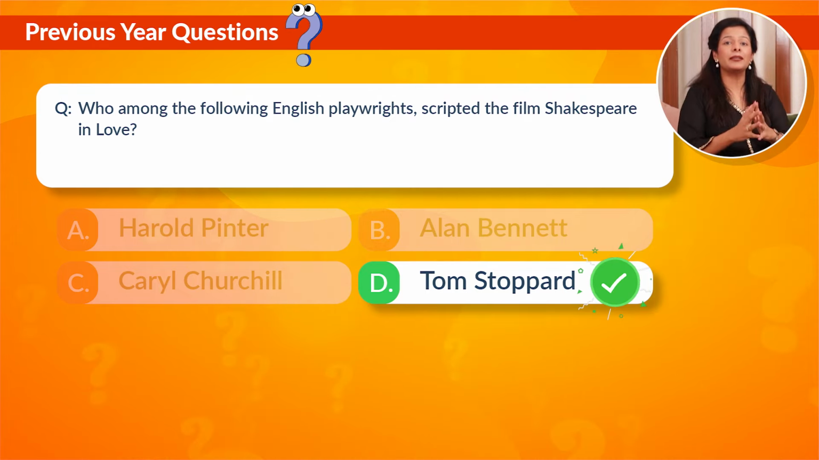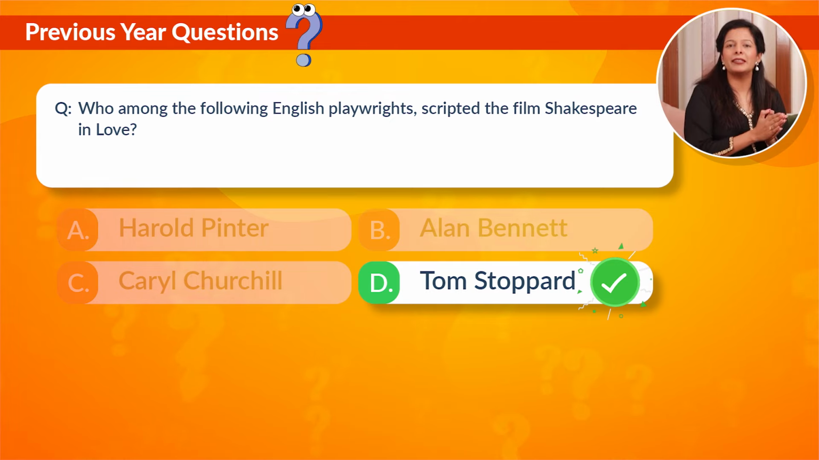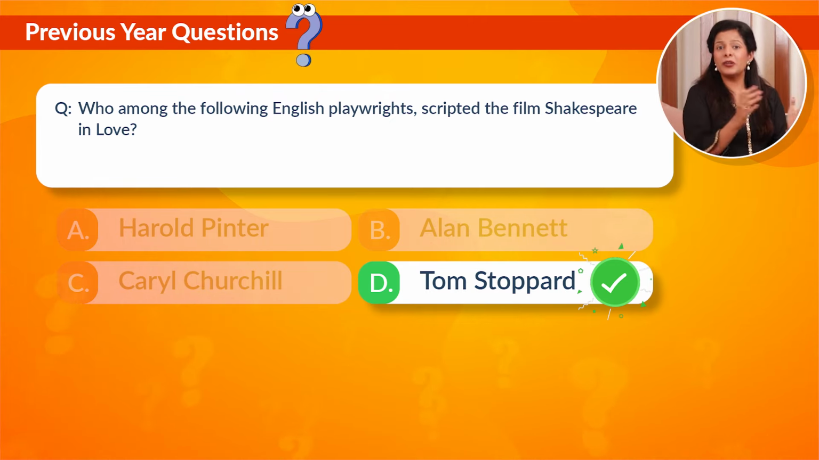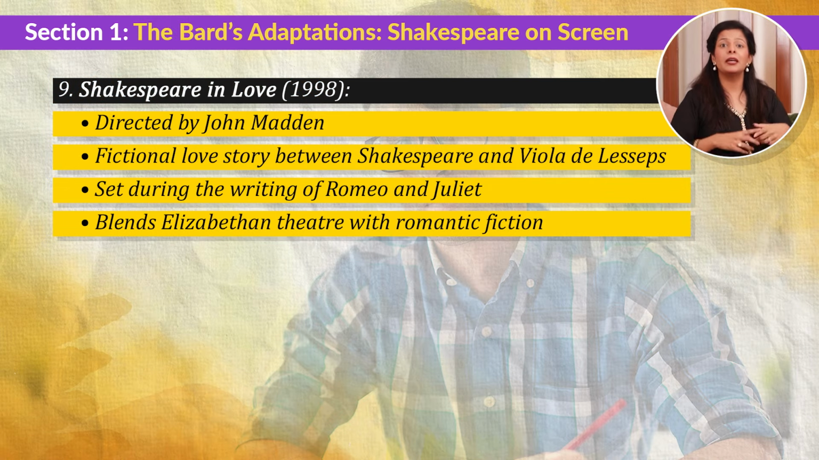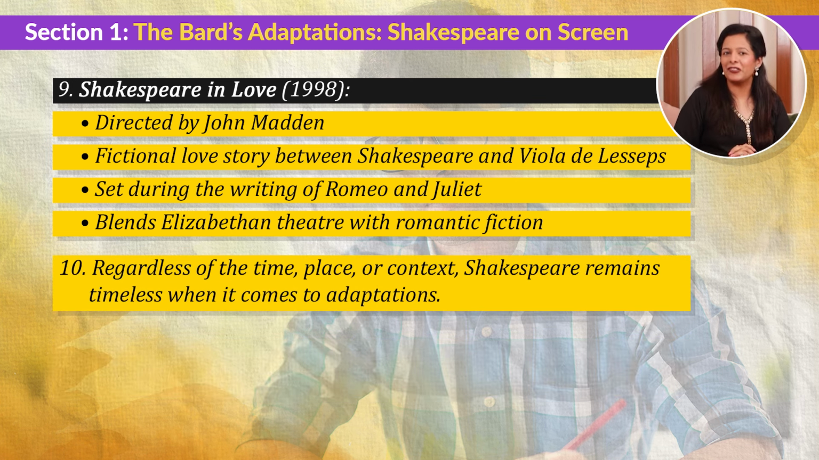Tom Stoppard. That's right, the same Tom Stoppard who wrote Rosencrantz and Guildenstern Are Dead, which is a brilliant metatheatrical play that focuses on two minor characters from Shakespeare's Hamlet. So, friends, as you can see, regardless of the time, place, or context, Shakespeare remains timeless when it comes to adaptations.